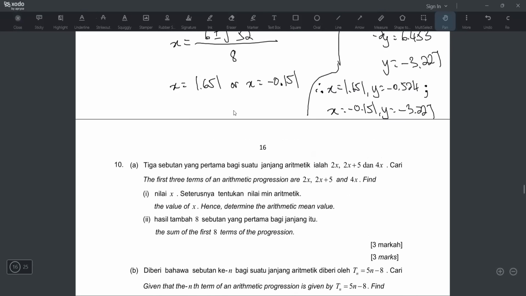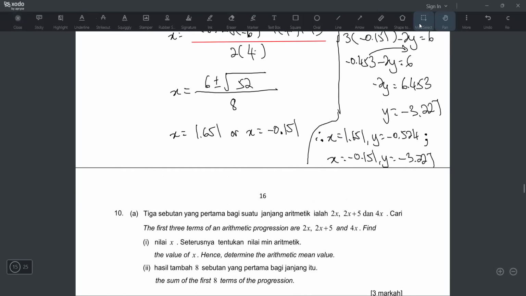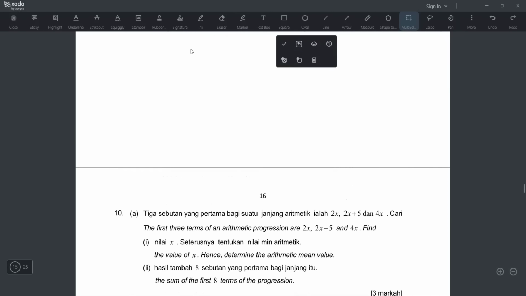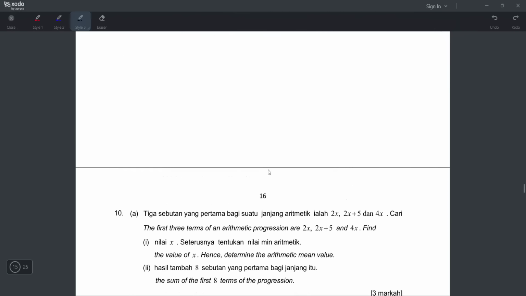Okay, for the 10A, I will do it up here. So I have to make space. So let me put this up. Okay, let's go. What chapter first? You see progression already, so from Form 4, Chapter 5, the Janjang chapter. Okay, the A, I'll do it here. The first 3 terms of the progression are 2x plus 5, 4x. Alright, this is the first 3 terms.